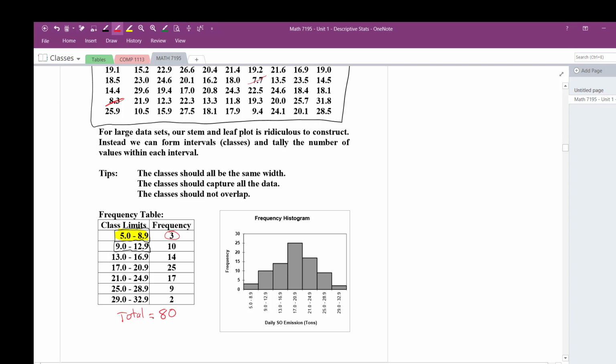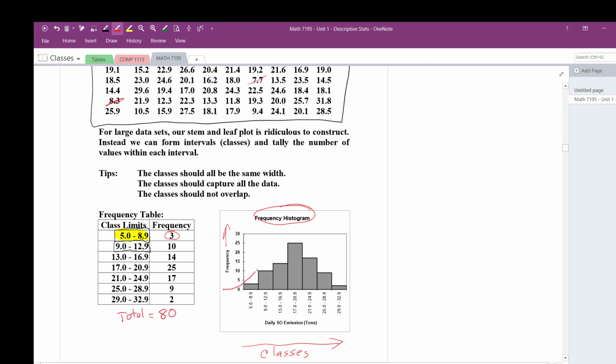The table itself is rather interesting, but if we make a plot of this table and call it a frequency histogram, we put the classes on the x-axis and our frequency on the y-axis. Plotting this to a nice scale, you'll see I started at 0 to not deceive anyone. We get a nice picture here.